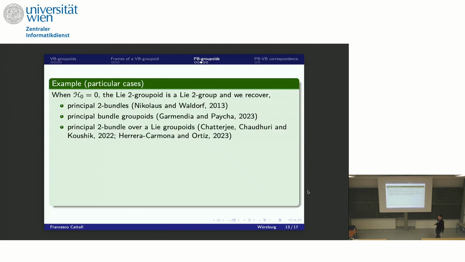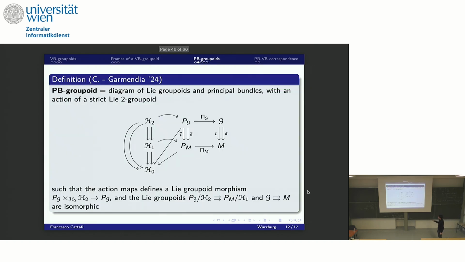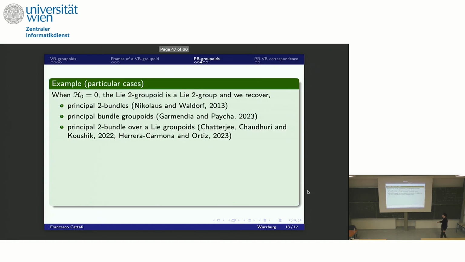So that's here. As particular cases, there have actually been several people who started to look at some cases of this object. In particular, if I take H0 equals 0, then it means that here I have nothing, and here I have two Lie groupoids over a point, which means just Lie groups. So I have a Lie group here and a Lie group here, such that this is a Lie groupoid. This is what is known as a Lie 2-group, or actually a strict Lie 2-group. And in that case, one just has a strict Lie 2-group acting on this manifold, which is also a Lie groupoid. And those have been known as principal 2-bundles.